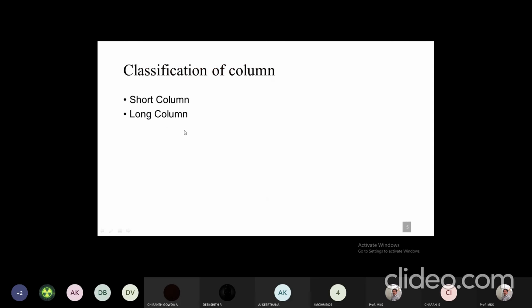Basically these long columns fail under buckling load. We will tell what is buckling load later. A short column fails under compression, that is compressive or crushing loads. It fails under crushing.